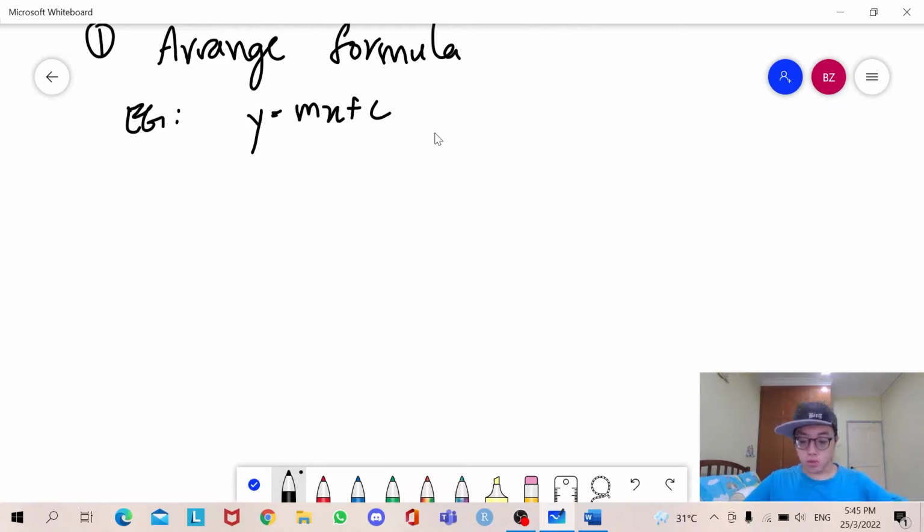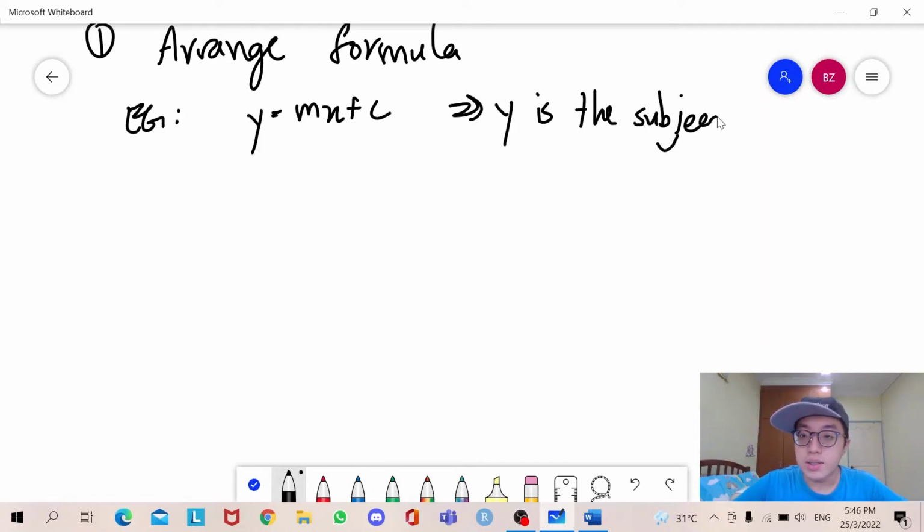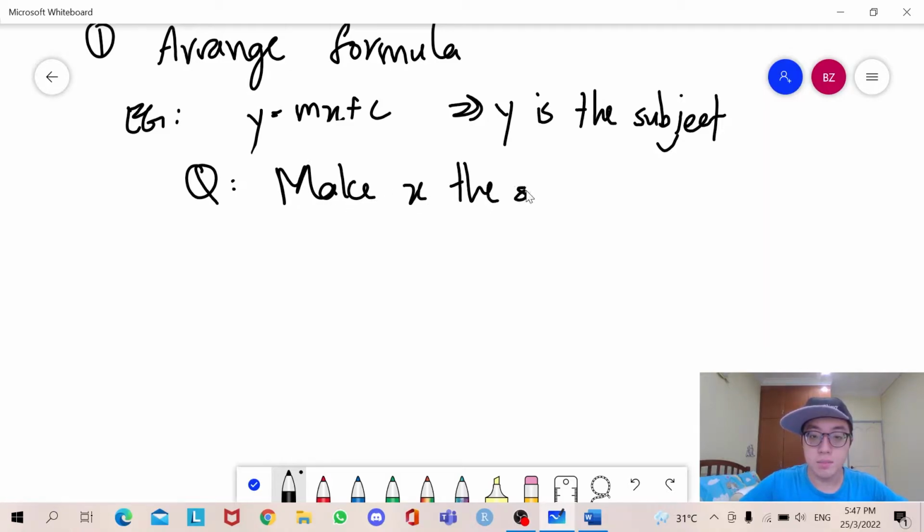If you don't already know, y equals mx plus c is the equation of a straight line. So from here we know that y is the subject of this equation, because y is alone at the left side. The question will ask you to make x the subject. So the question is, how do you make something the subject of the formula?